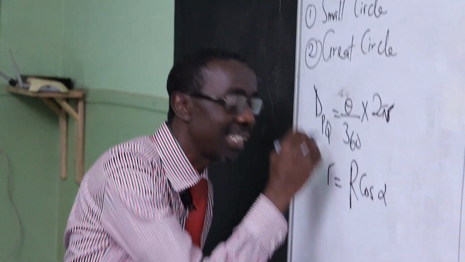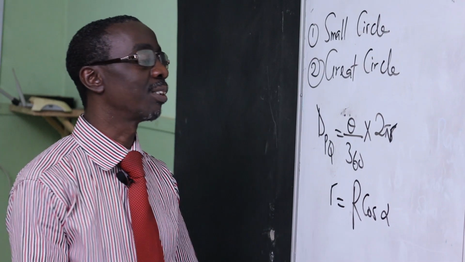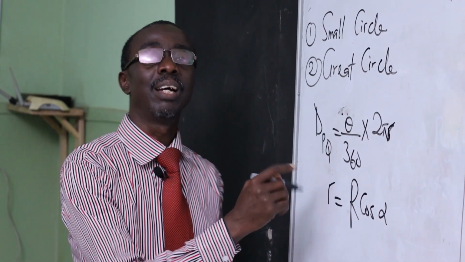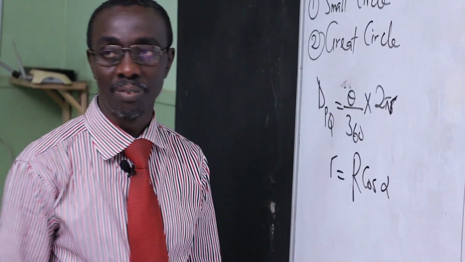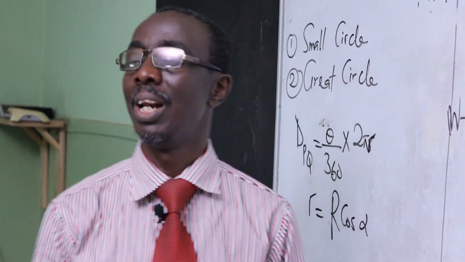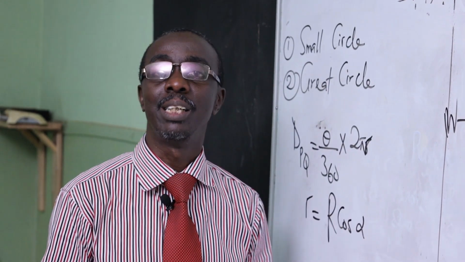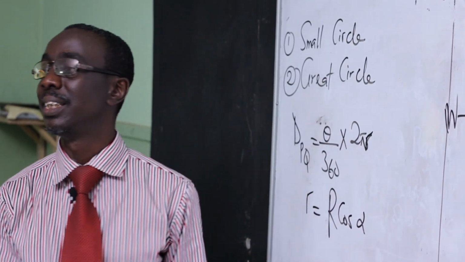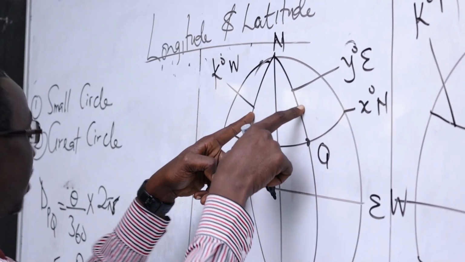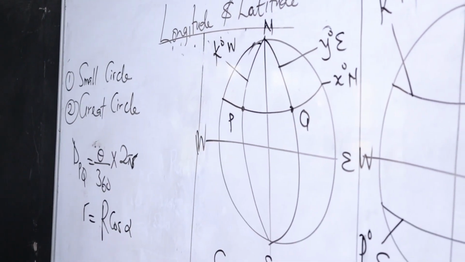But we have said the small r now is what? It is the radius of the parallel of latitude. Capital R is the radius of the earth. The alpha is the degree of the common latitude. Then your theta is another parameter there. Your theta is the angular difference in longitude. Angular difference in what? Longitude.